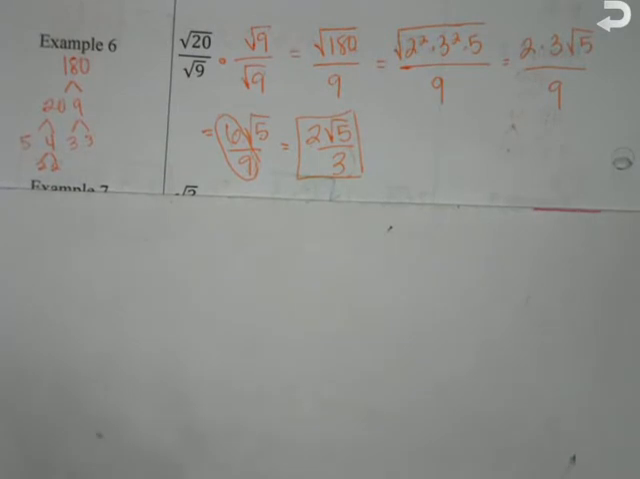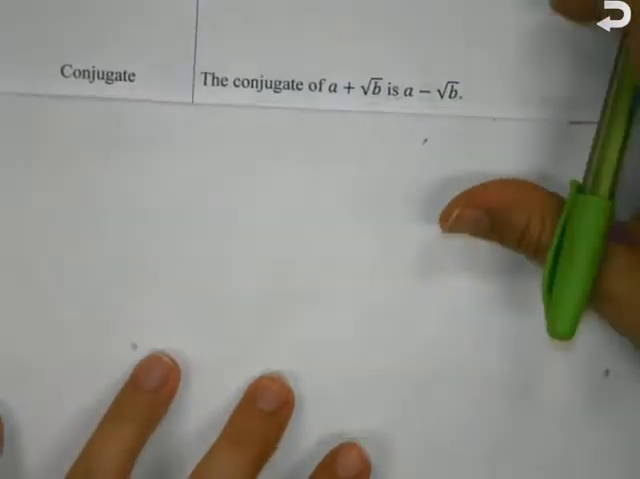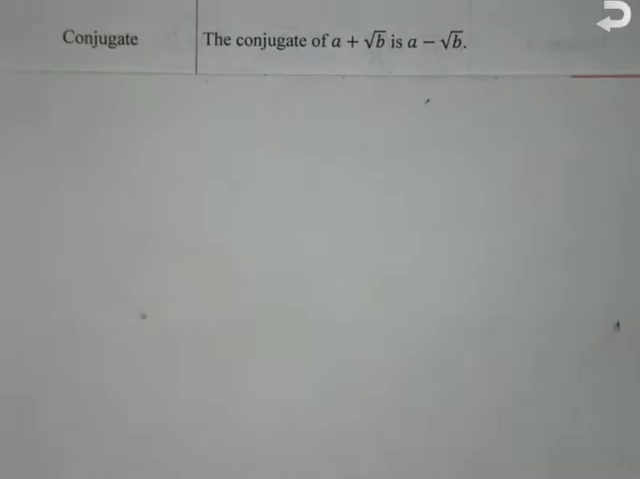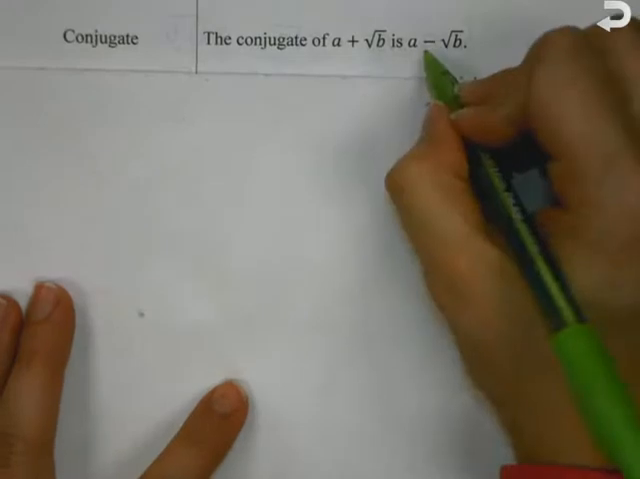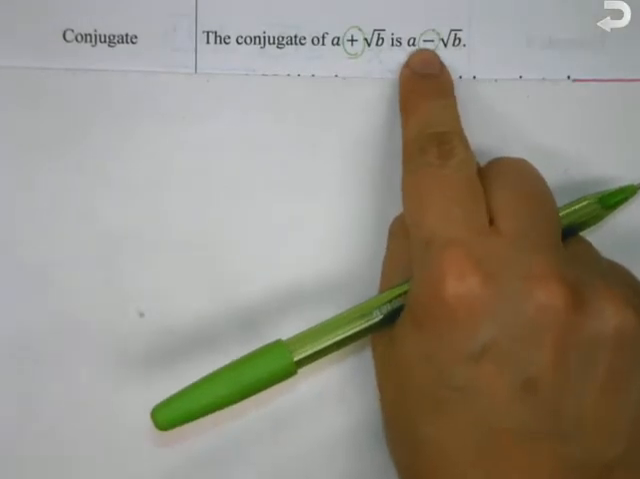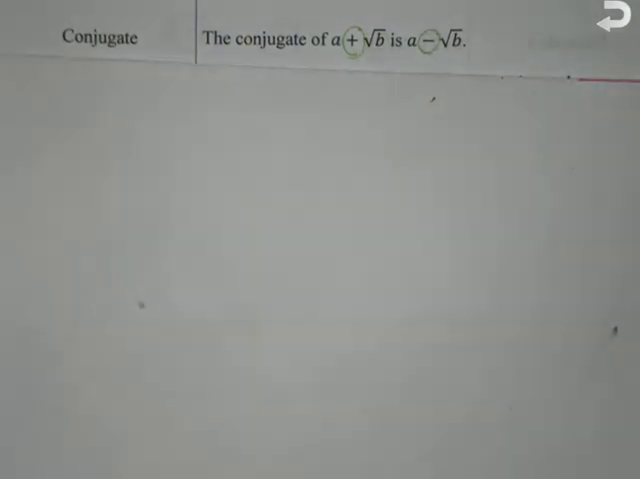Now we're going to look at what happens when there's a square root in the denominator, but it's not by itself. It's being added or subtracted with something. So we're going to have to use what we call the conjugate. This is a brand new vocabulary term, but it's pretty simple to remember. The conjugate of a plus root b is a minus root b. So it's basically exactly the same, but we change the sign. Conjugate means that we change the middle sign. If it's addition originally, we change it to a negative. If it's subtraction originally, we change it to addition. Everything's the same except for the sign.